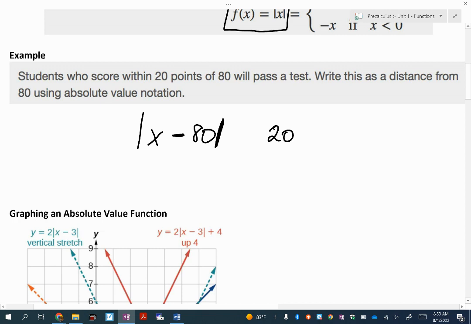So if I got 100, then I'm 20 points from 80, obviously I pass. If I got a 60, that's 20 points from 80, so I pass. But there are some other scores in there that would also work, like 70, 90, 75, 85. And if you were to take one of those numbers and subtract 80 and then take the absolute value, you would always be less than or equal to 20. So the symbol here that's going to make the most sense is less than or equal to, because you have so many different options.